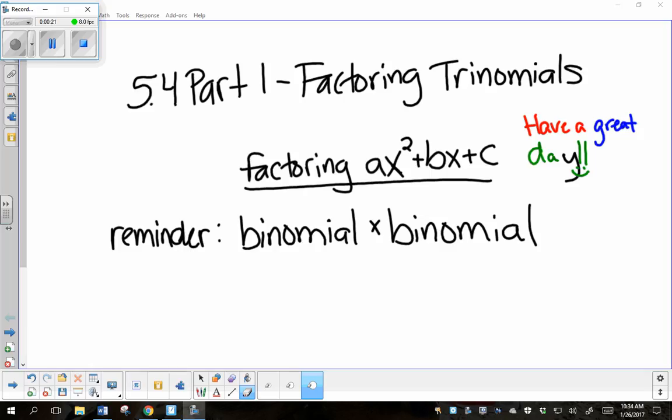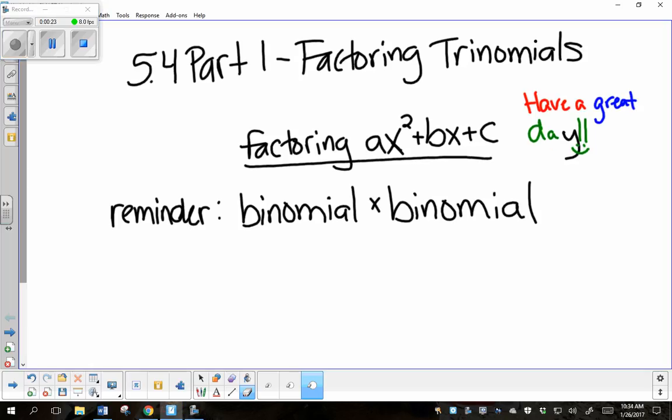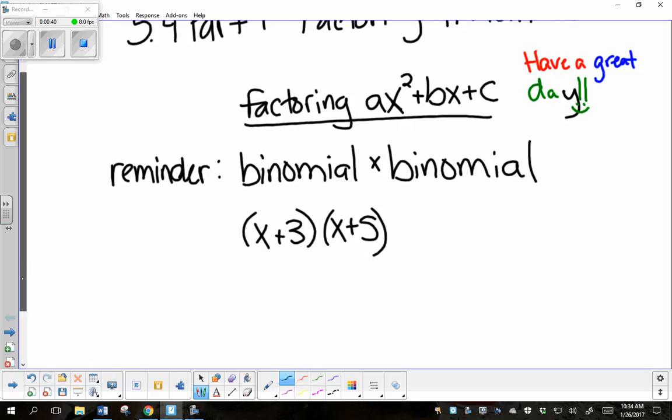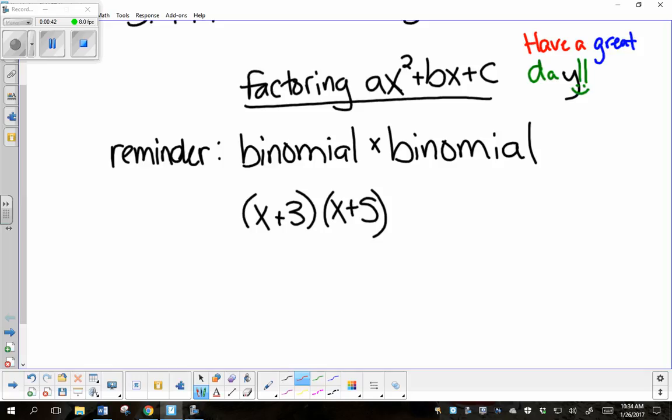So let's do a little reminder to ourselves and look at what happens when we multiply a binomial times a binomial. Pause if you need some time to get all of that written down. So we're going to look at what happens if we multiply two really simple polynomials like x plus 3 times x plus 5. So remember, if we were just going to distribute here, we have to do this first term times both of the terms in the second set.